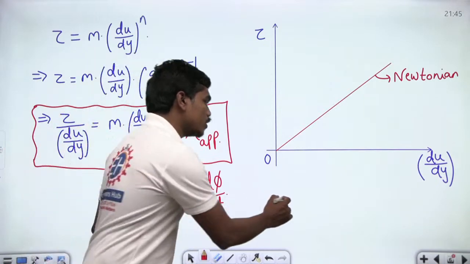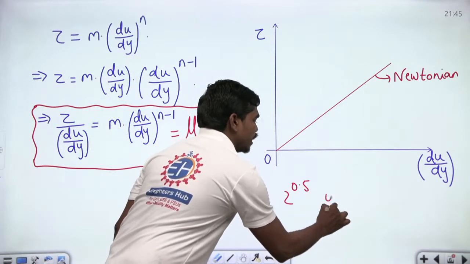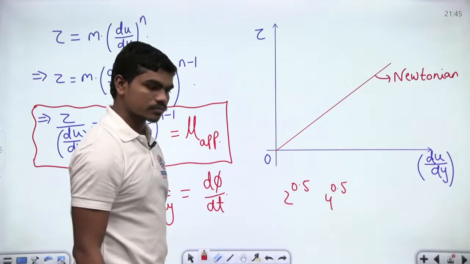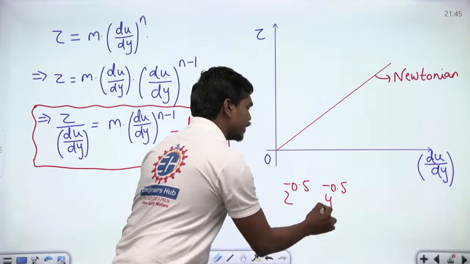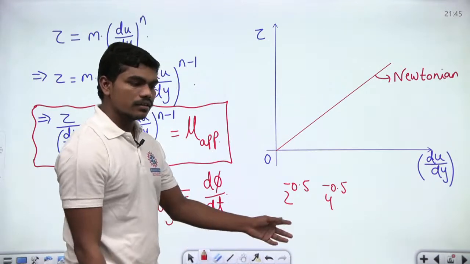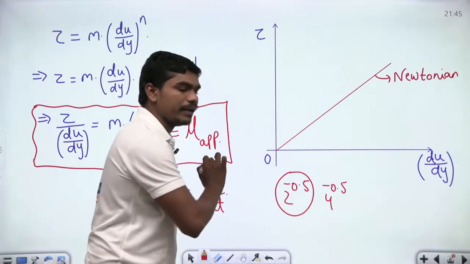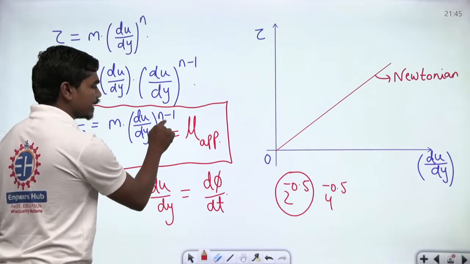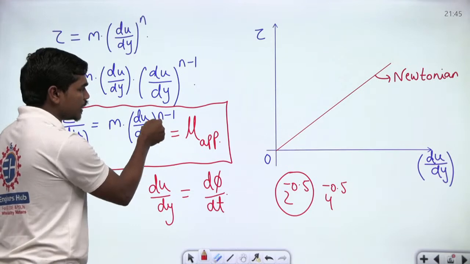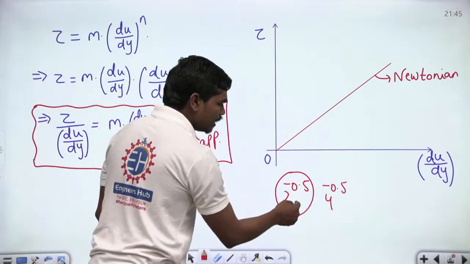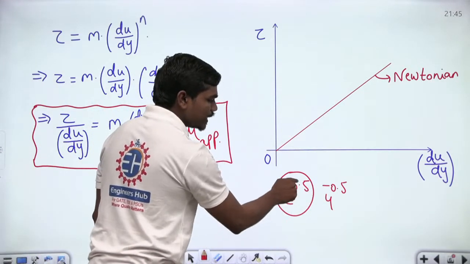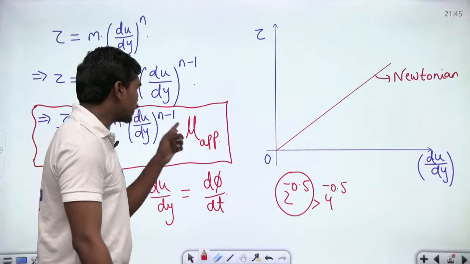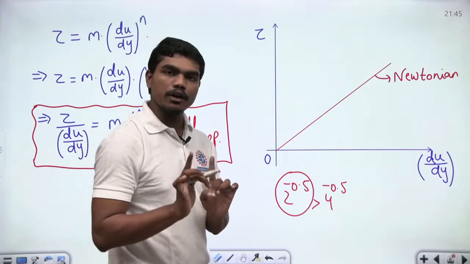Suppose you have 2 power 0.5 and 4 power 0.5. Out of these, which is more? Definitely 4 power 0.5 will be more, correct? I'm sorry, if you put minus 0.5, then you can see that 2 power minus 0.5 will be more, correct? Look, I am repeating: if n is less than 1, then n minus 1 is negative. So you can see clearly that with negative powers, 2 power minus 0.5 will definitely be greater than 4 power minus 0.5, because of this negative power.